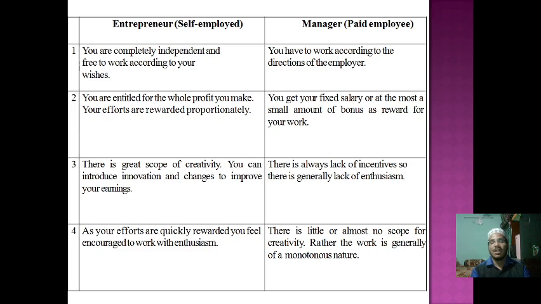There is little or almost no scope for creativity. Rather, the work is generally of a monotonous nature. Here the manager will work as per the scope, but sometimes there will be no scope for creativity, depending upon the monotonous nature.